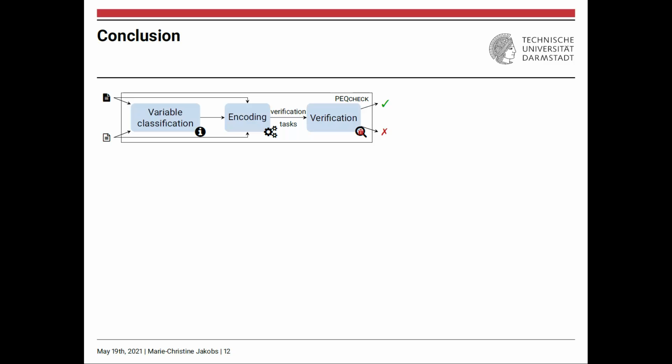Summing up, we presented the PEGCheck approach. Here you see the overview again. PEGCheck is an approach for localized functional equivalence checking that uses variable classification, so the first component of this sequence, to take the context of refactored code segments into account. PEGCheck is proven sound. However, if you remember our evaluation, we showed that it's incomplete. But this is no surprise, since functional equivalence checking is undecidable and we cannot be sound and complete.